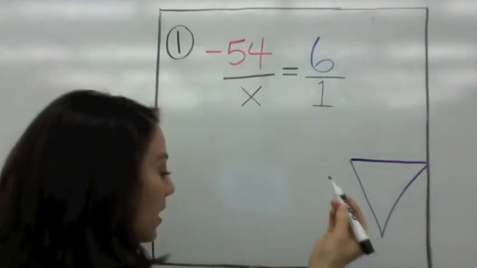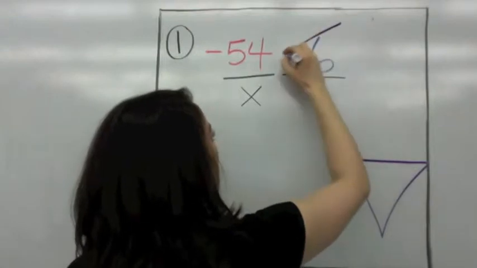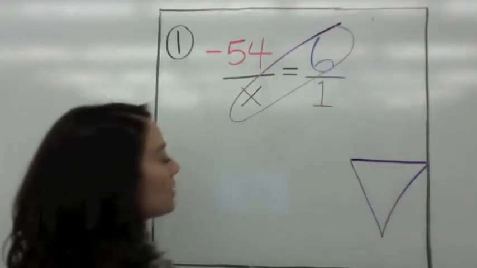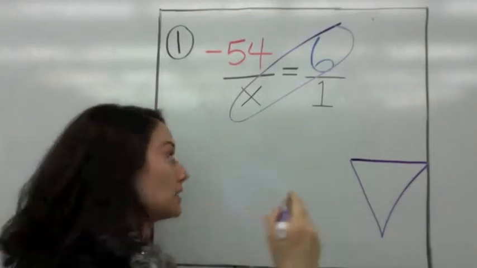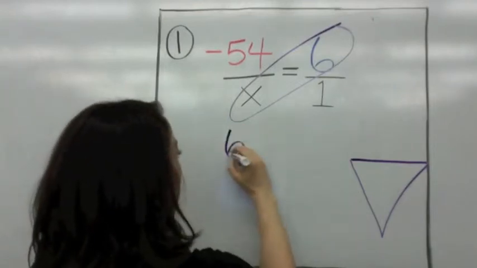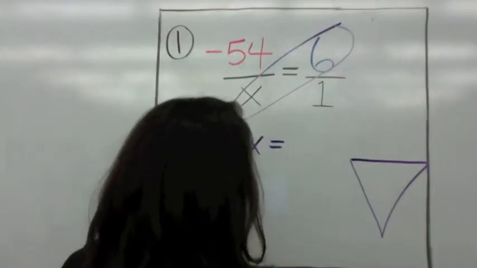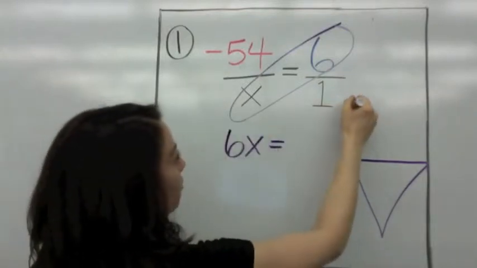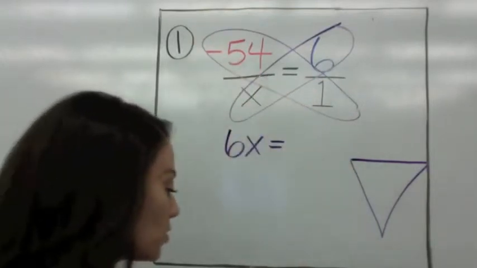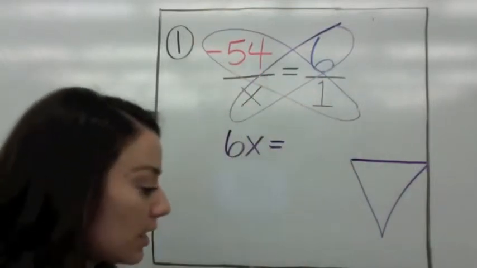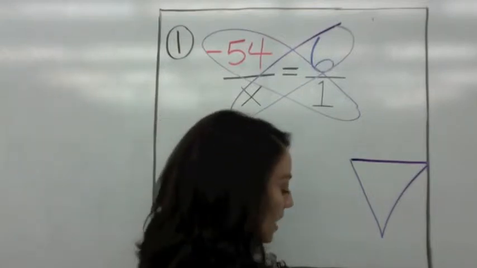Let's cross multiply. We'll make two wings of a butterfly. The first wing, check this out. It's just like the last example. 6 times x. What's 6 times x? It's 6x. That's right. Good job. So 6x now equals, let's do the other wing of the butterfly. Negative 54 times 1. Any number times 1 is that number. What is negative 54 times 1?